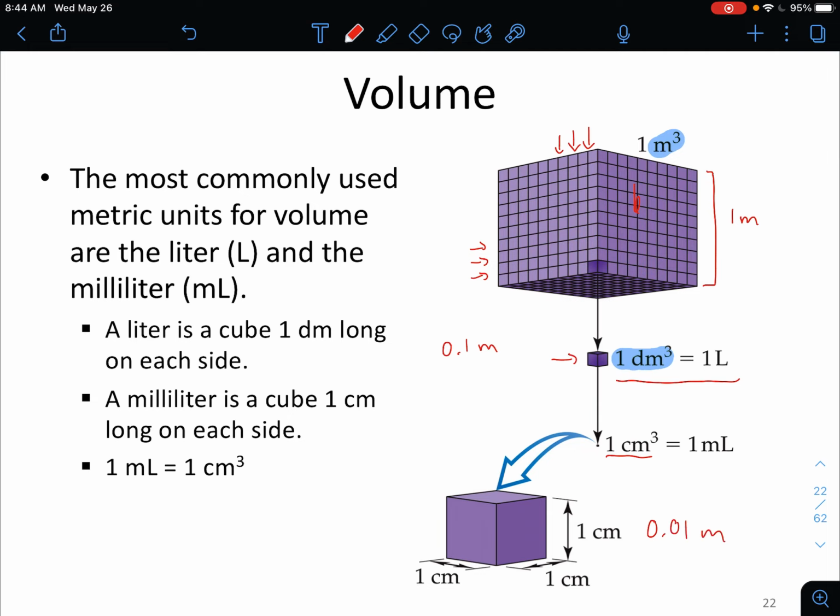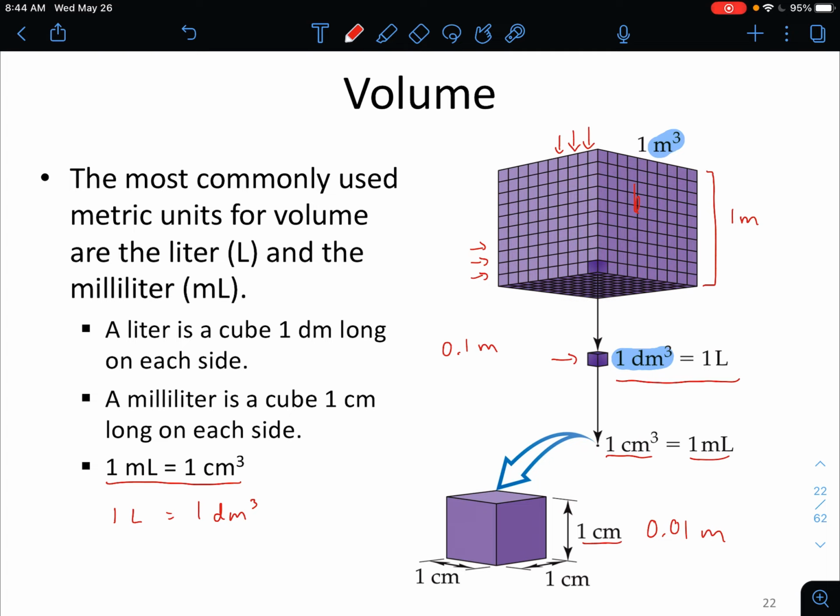0.01 meters on each side, which is 1 centimeter. So now if I have a 1 by 1 by 1 centimeter block, that's the volume that's equal to 1 milliliter. So all that being said is for us to acknowledge 1 milliliter equals 1 centimeter cubed, 1 liter equals 1 decimeter cubed. So the base unit of length, meter, doesn't directly convert into the volume unit. It's decimeters cubed that converts to liters.